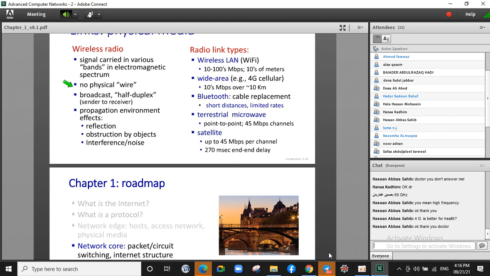So we cannot send and at the same time receive data. It's very important. So we call them half duplex. It means that we should send or receive, but not both of them.